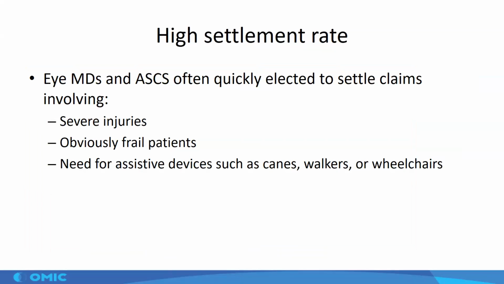There is, as I mentioned, a high settlement rate, and the physicians and surgery centers often decided to settle quickly when the claims involved severe injuries, obviously frail patients, or patients who had canes, walkers, or wheelchairs, and so obviously needed help ambulating.